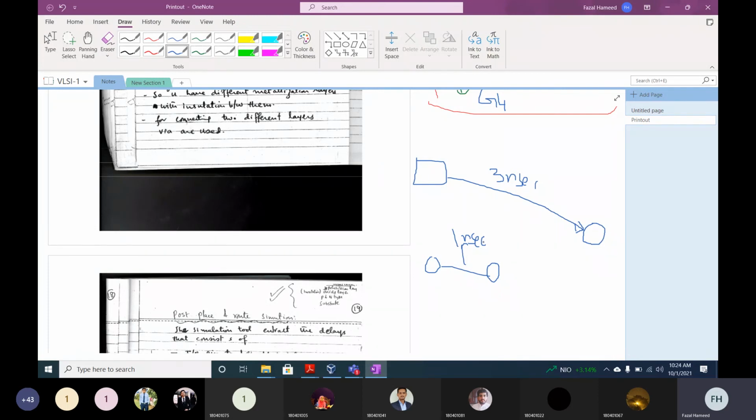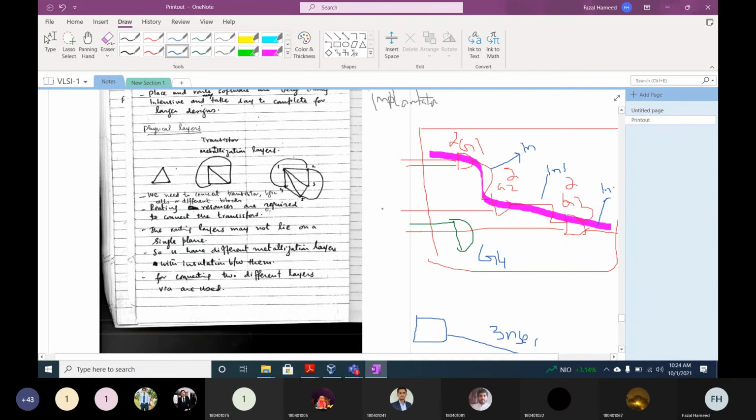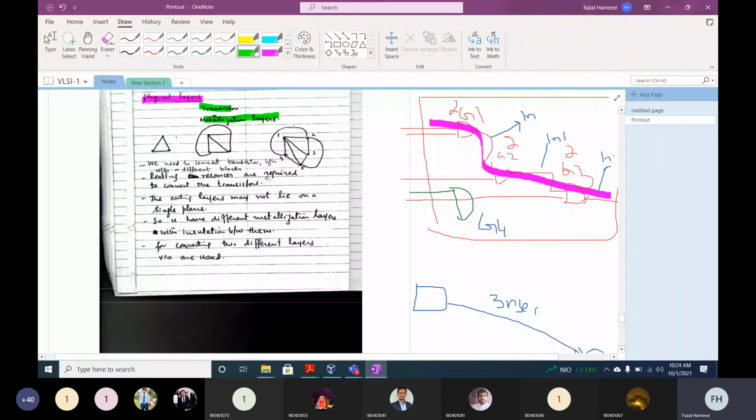So the whole delay of your design not only depends on the transistor delay, but it also depends on the metallization or the routing delay. So when you place your components on a chip, there are two types of delay: one is the routing delay and one is the transistor delay. In the physical layers, there are two layers: the transistor layers and the metallization layer. You need to connect different transistors and logic cells at different blocks. So some routing resources are required to connect different transistors.